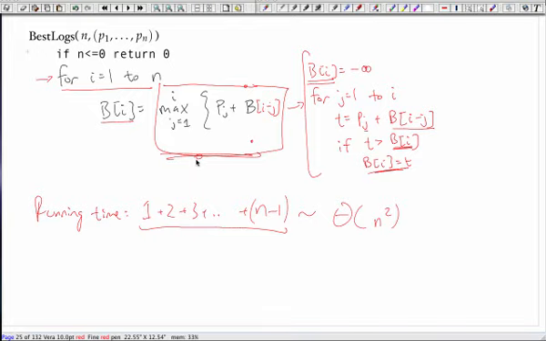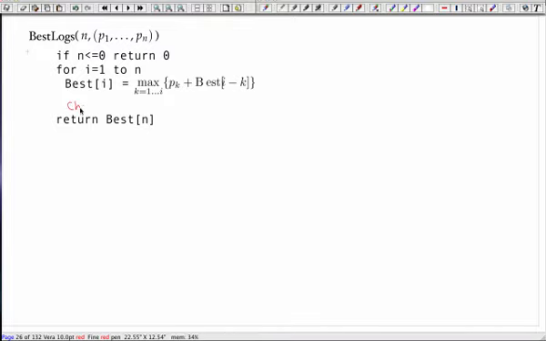Oftentimes in these dynamic programming algorithms, just computing the actual optimal solution is enough to figure out what the right choices are. So what I'm going to suggest is that at this spot right here, let's keep another array called choice inside this inner loop. We're going to keep another variable, choice of i, and it reflects whichever k was chosen for the max here. We just keep track of what that k was.